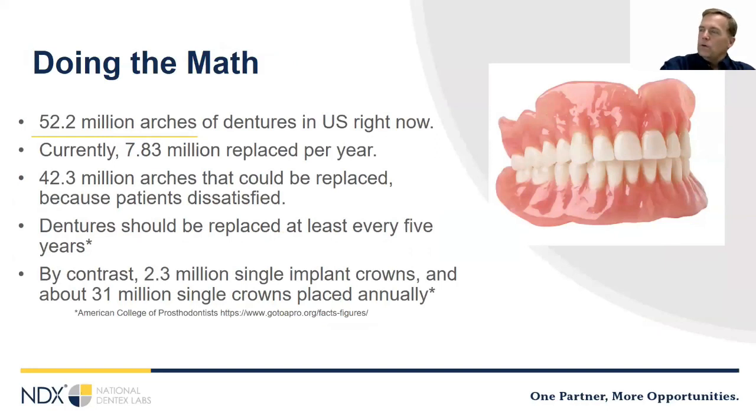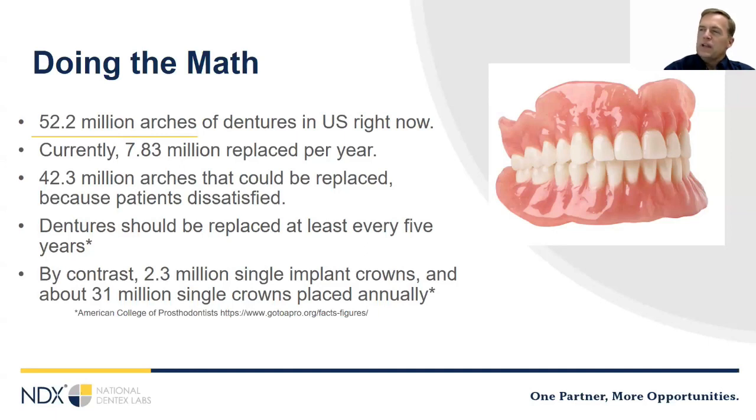So right now, there's 7.83 million arches of dentures replaced per year. That's a lot. But if you look at the 81% number, 42 million have the potential for replacement because the patients are dissatisfied. You know that your dentures should be replaced at least every 5 years. And I think the statistic I've seen is that it's closer to 10 when it really happens.